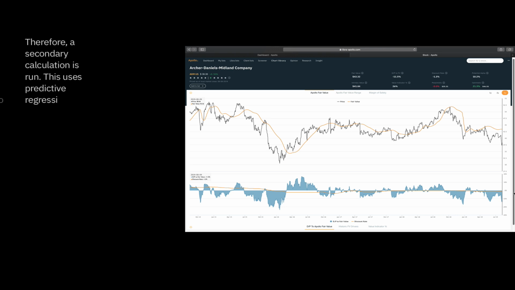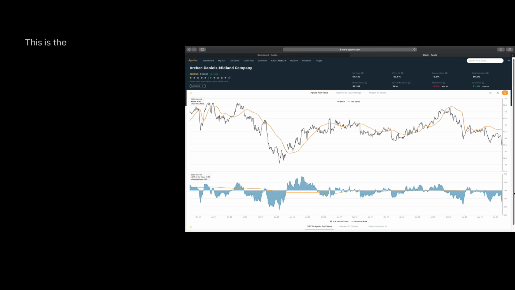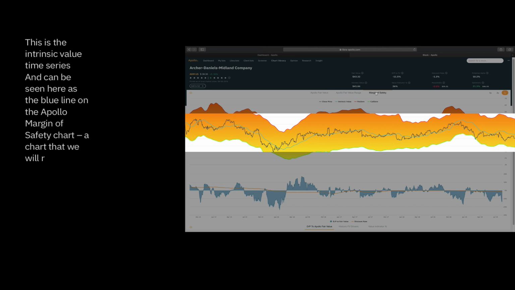This uses predictive regressions to extend the separate cash flow measure forecast out to 60 months. It also uses the same multi-factor regression technique to generate a measure of future cash flow that reduces the short-term forecast noise but captures long-term growth impacts from cash flow news. This is the intrinsic value time series and can be seen here as the blue line on the Apollo margin of safety chart, a chart that we will return to.